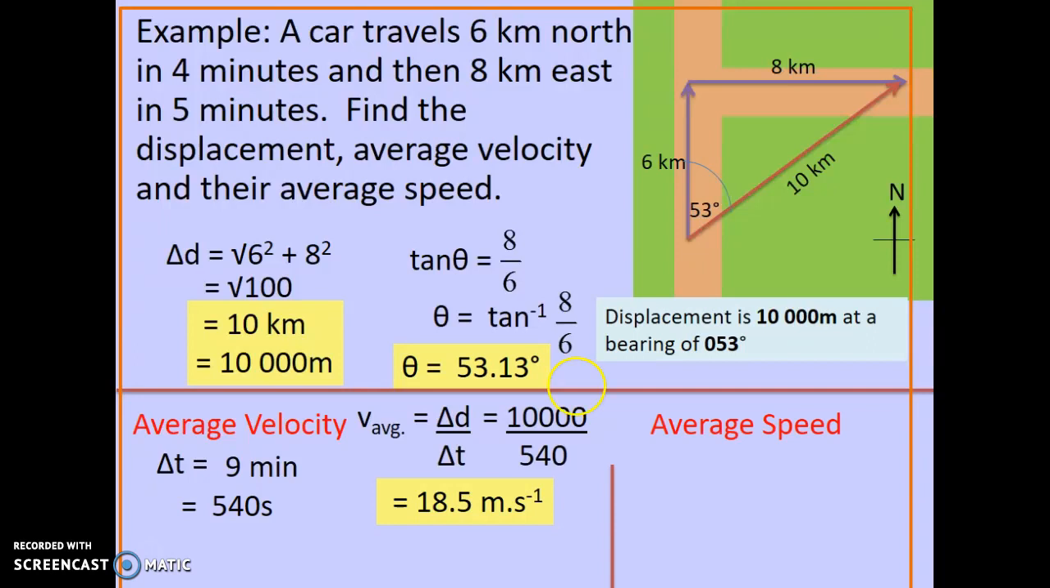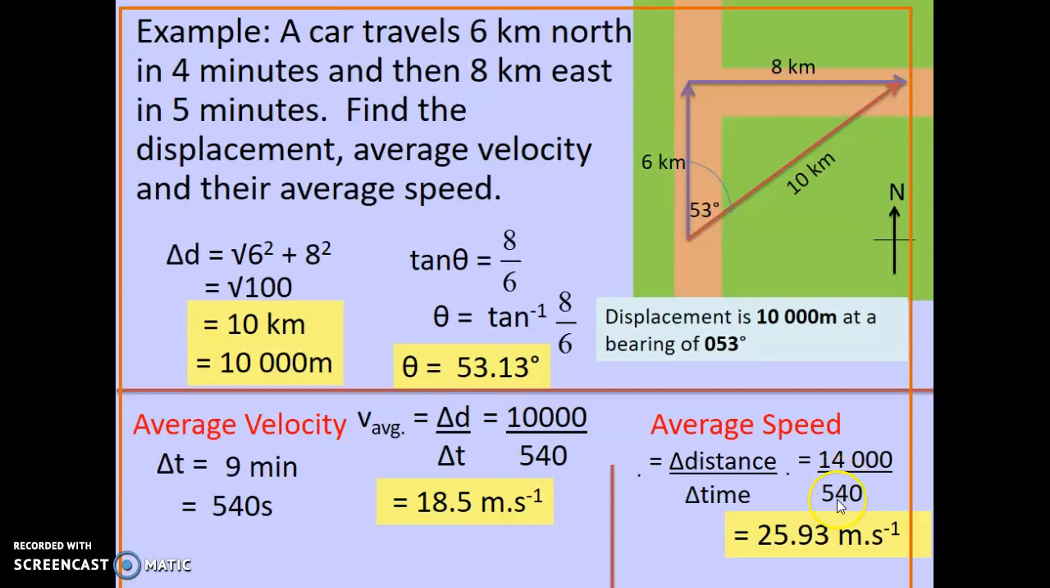Now, to calculate the average speed is slightly different, because the speed is the distance divided by time, not the displacement divided by time. So the total distance covered is 6 plus 8, which is 14 kilometers. Converted to meters is 14,000 meters, divided by the time of 9 minutes, which is 540 seconds. And so we end up getting a different value for the speed. And you can see here that there is a difference.